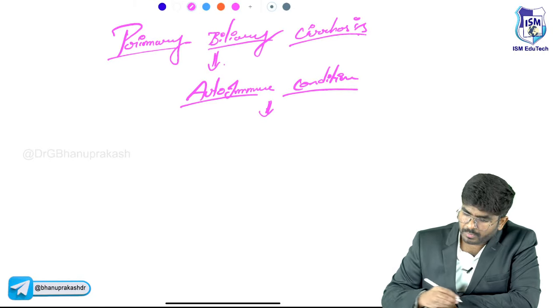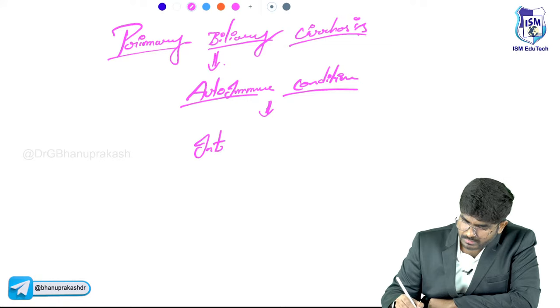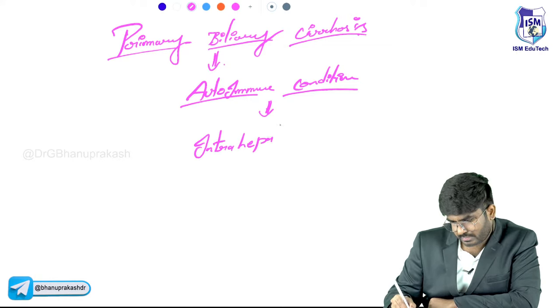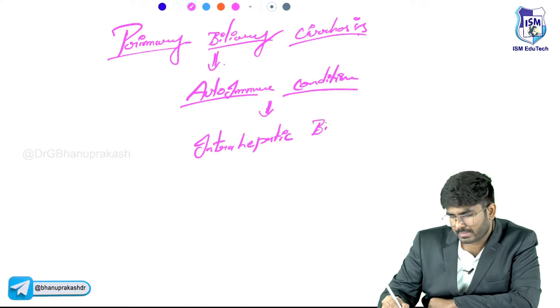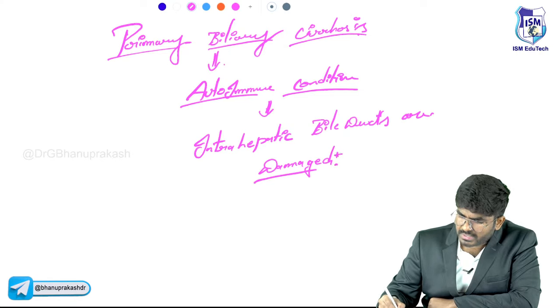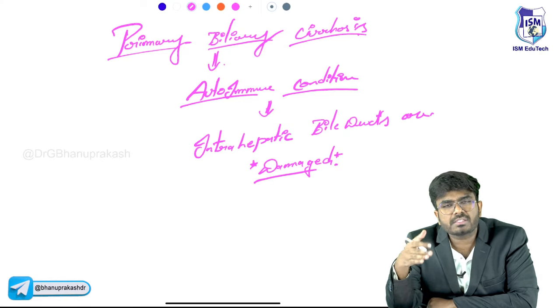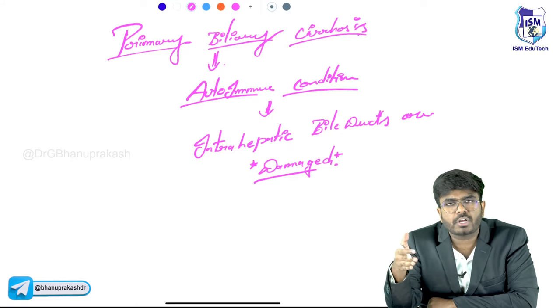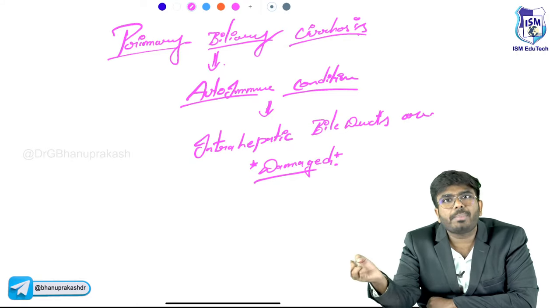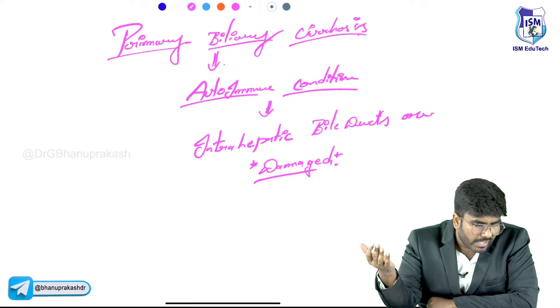So in primary biliary cirrhosis, the autoimmune condition, the intrahepatic bile ducts are damaged. Now when the intrahepatic bile ducts are damaged, it again looks like an obstruction. The bile is not going to come into the gallbladder, and from there it's not going to go into the duodenum. So the bile pathway is getting damaged. If the bile pathway is getting damaged, what happens?